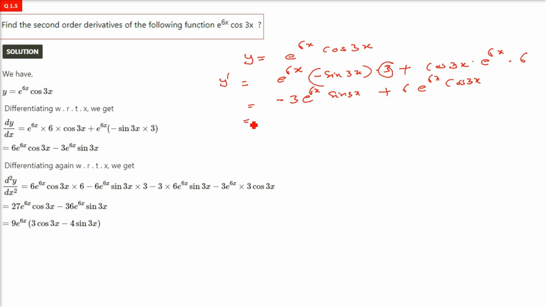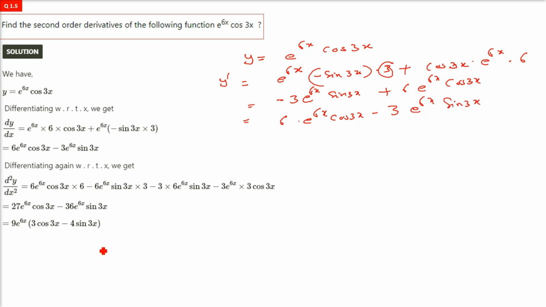They can refer to the solution. Now, we have to put this negative in between. We always say that negative should be in between. So, I'm just swapping the terms. It will be 6 e raise 6x cos 3x minus 3 e raise 6x sin 3x.